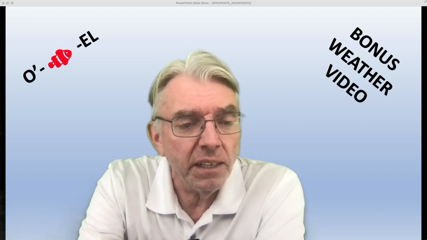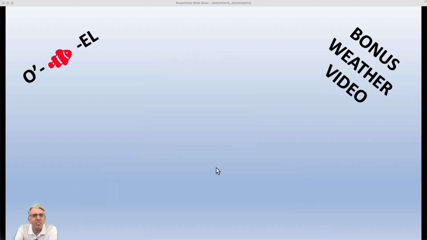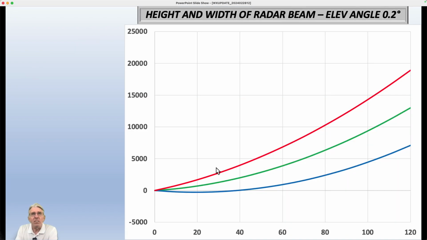And so let me go on ahead and put myself down here in the corner, and we will take a look at this little graph here. Now, this is the height and width of the radar beam, and the elevation angle is 0.2 of a degree above horizontal. So in other words, if the radar was sending out pulses directly parallel to the ground, right at the radar site, it would be 0. So 0.2 is 0.2 of a degree above that. Not much, but a little bit.